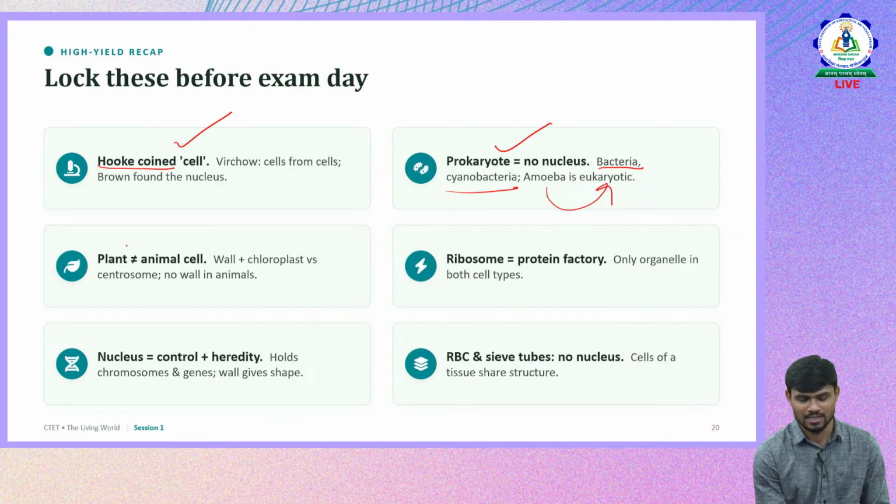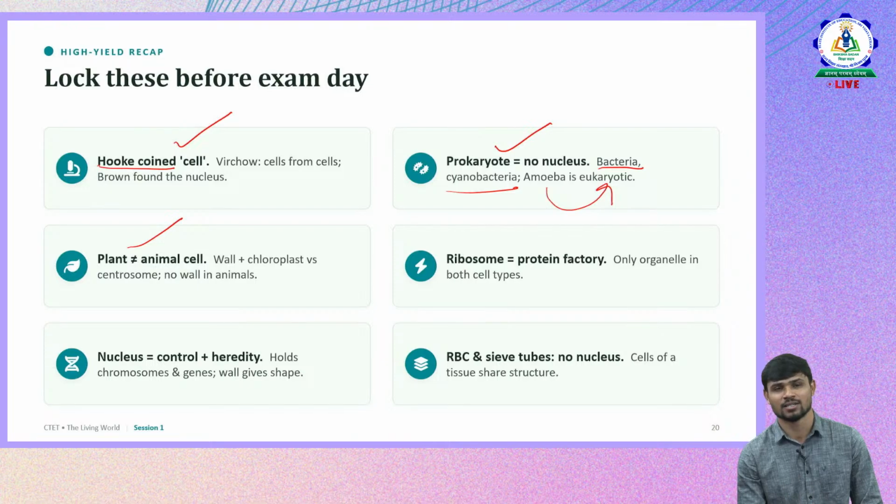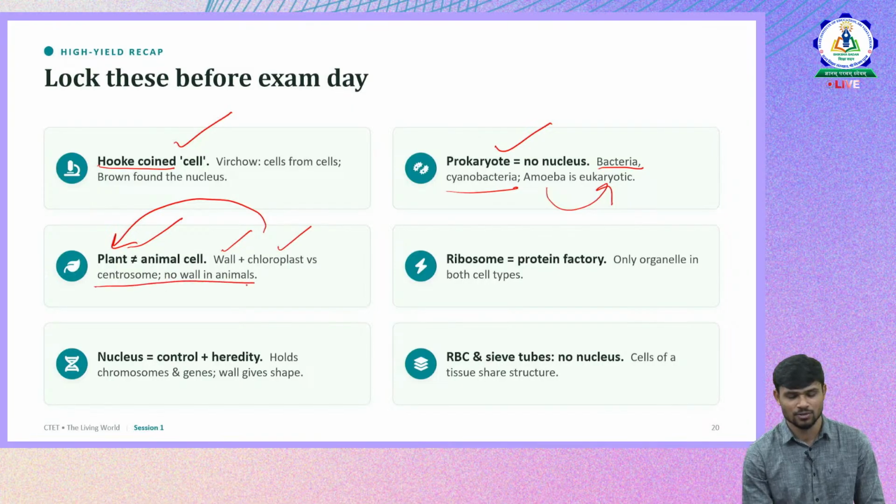Okay, so plant cell is not equal to animal cell. Why? Because there are differences between plant cells and animal cells. So what are the differences? There is cell wall and chloroplast in plant cells, and there is centrosome and no cell wall in animal cells. So plant cells don't have centrosomes, and no cell walls will be present in animal cells.